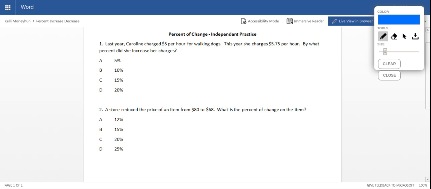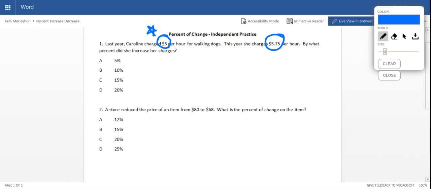It says last year, Caroline charged $5 per hour. This year she charges $5.75. So the original is the $5. That's what she did first. That's how much she charged last year, right? So let's put a star by it so you know which ones are original. The question says, by what percent did she increase her charges?